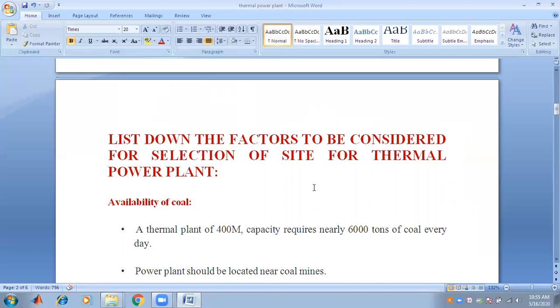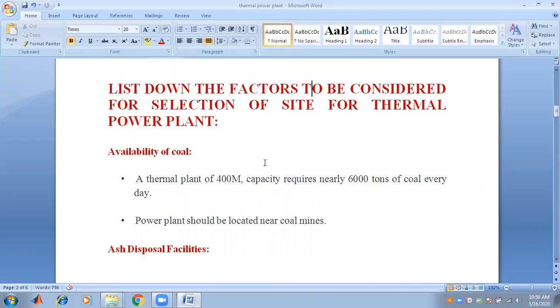Again, I am repeating, in order to obtain economic power generation, the first is the selection of the site and choice of the units. Number of units we can run in a day, that we have seen in the previous class, which unit we can run. And now the other is the choice of the site.